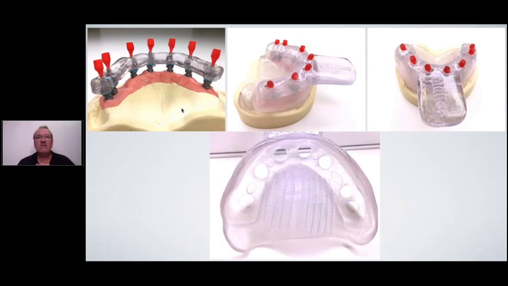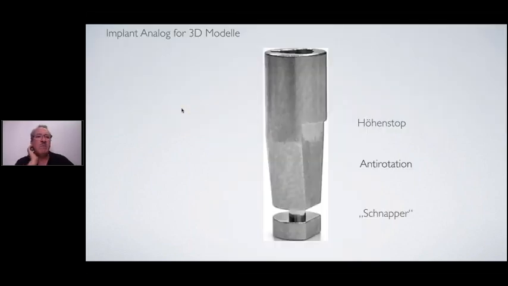Then something else we have developed, I have a patent on this, an implant analog for 3D models. And many companies will be coming out with these 3D analogs. What we have done, we have taken the easiest way. We said we need an analog for 3D printing with a flat surface, with a stop here. And we also want to be able to use it on conventional models. So you can use the same analog on a conventional model.